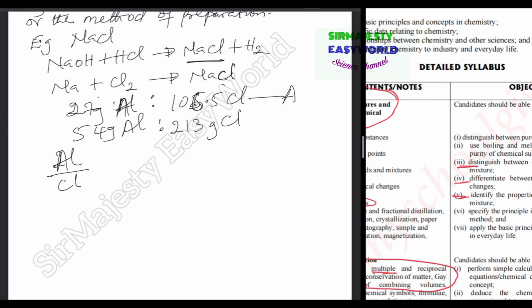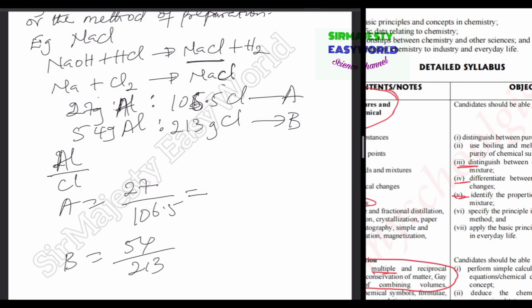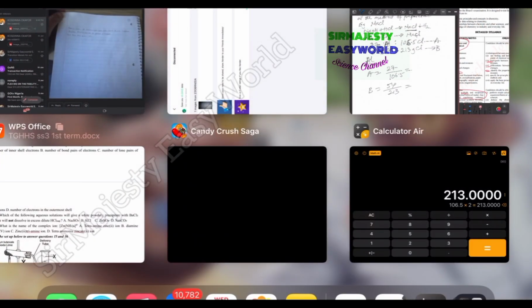In the first case, case A and case B. See, in case A, what's the mass of aluminium? 27 over the mass of chlorine, 106.5. You will get our answer. Then in the case of B, what do we have? 54 all over 213. We are expected to get the same thing. That shows constant composition.